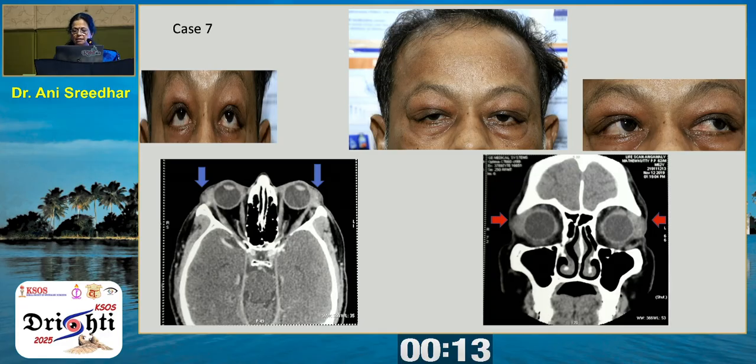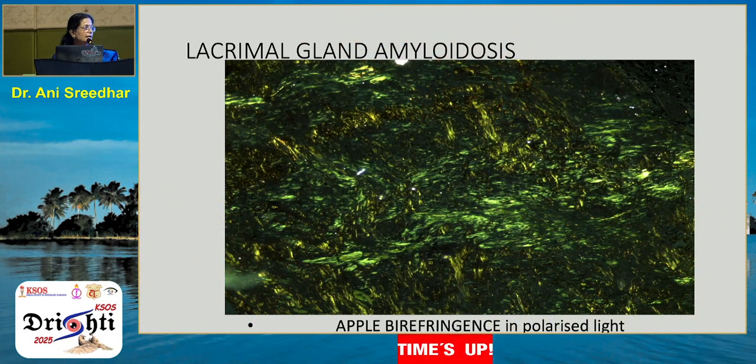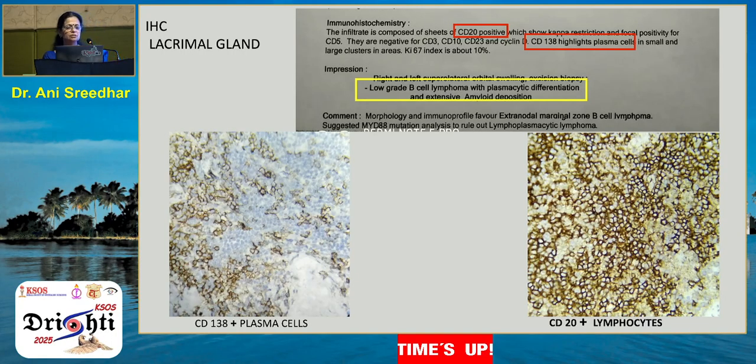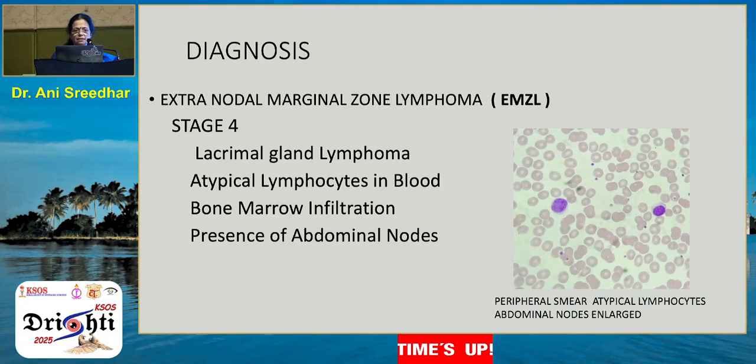This was a bilateral lacrimal gland mass, which on table looked follicular, reddish, slightly yellowish, and there was Congo red positive staining, diagnosed as amyloidosis. This is my favorite slide. Actually, Indu had worked up this patient, with apple-green birefringence. So that was the diagnosis of amyloidosis. But there were lots of lymphocytes, and it was positive for CD20 and CD138. So it was re-diagnosed as a lacrimal gland lymphoma. Bone marrow was also positive, as also the peripheral smear. So it was an extranodal marginal zone lymphoma of stage 4.